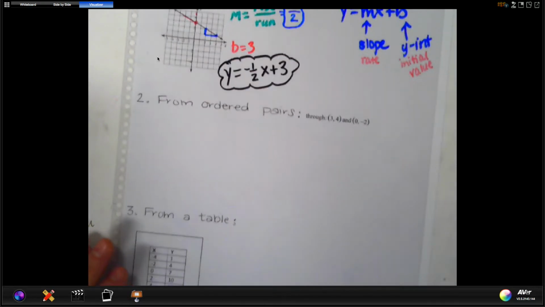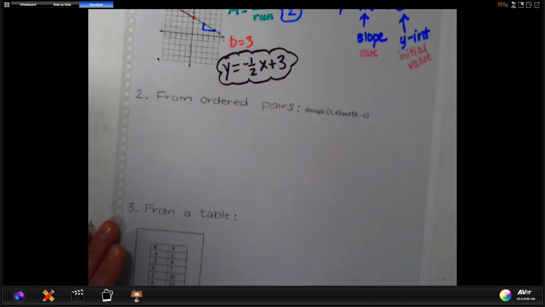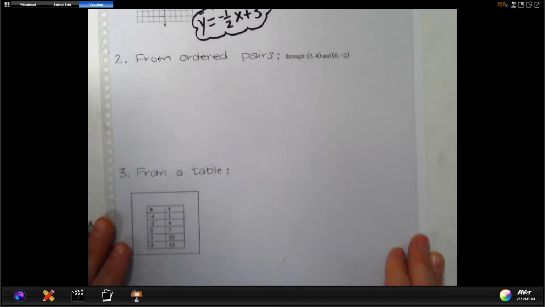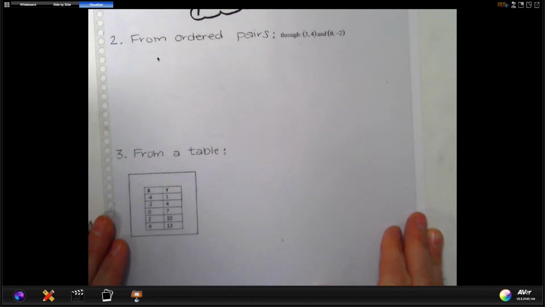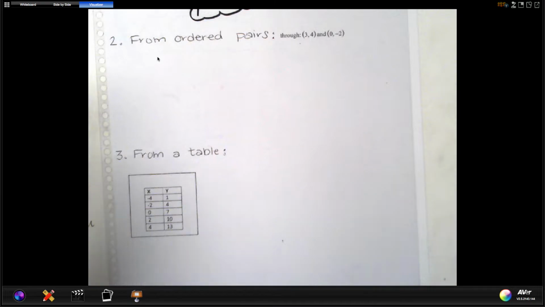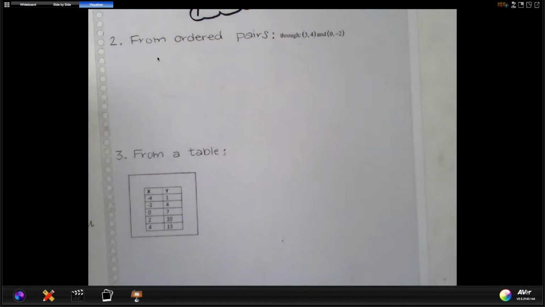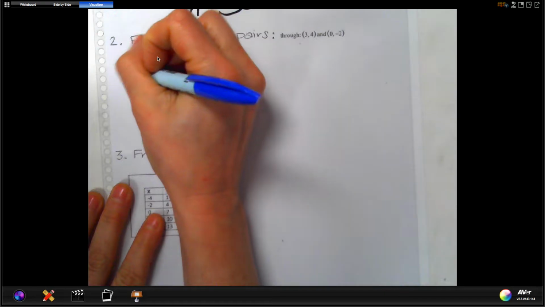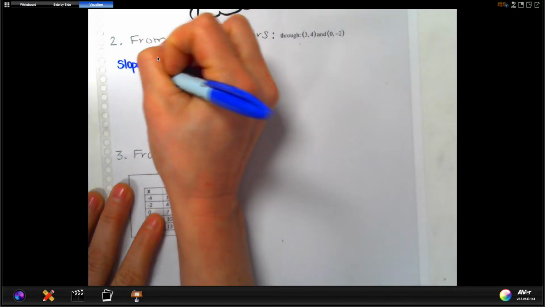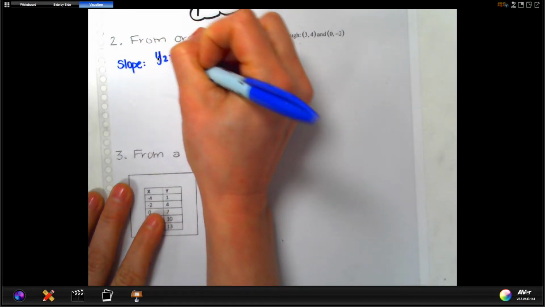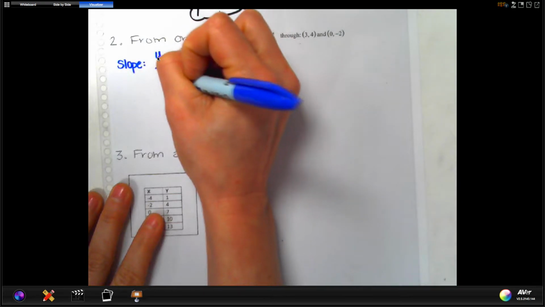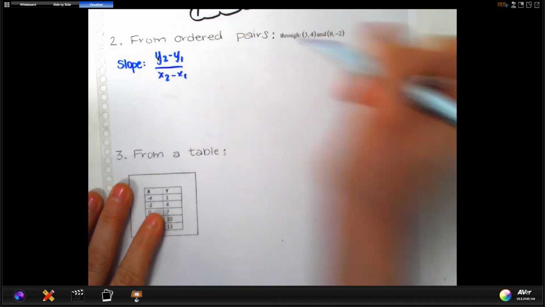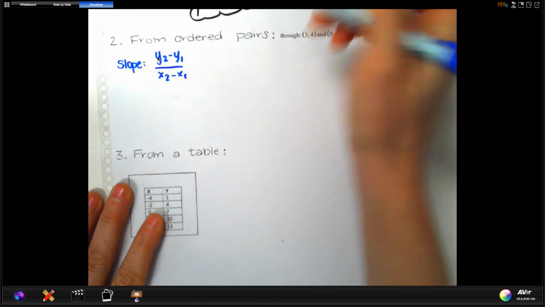The second thing that we're going to review today is how to write an equation in slope-intercept form from a set of ordered pairs. So again, same format, so we need to find the slope and we need to find the y-intercept. So let me remind you that slope from ordered pairs is going to use the formula y2 minus y1 over x2 minus x1. And those come from these labels.